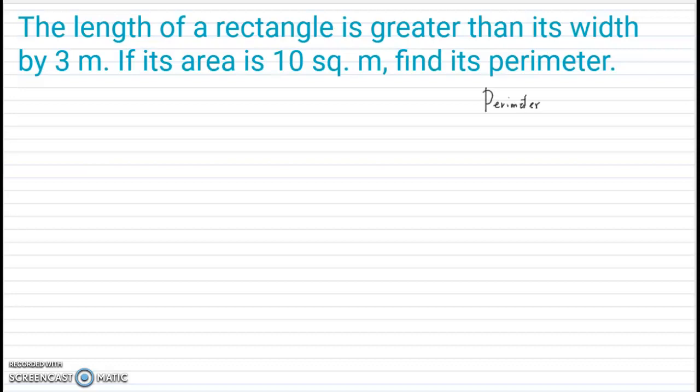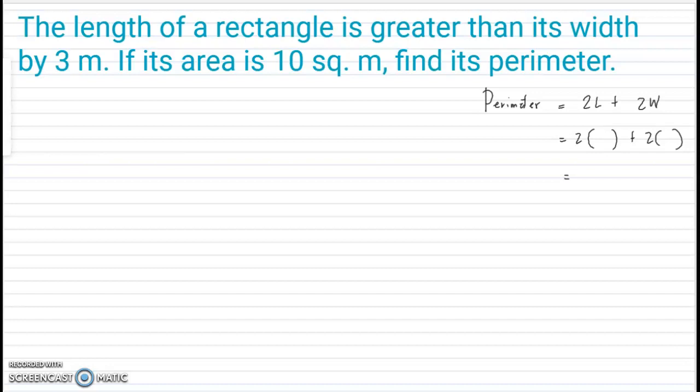And we know that the formula for the perimeter of a rectangle is twice the length plus twice the width. So we need to find the values of the length and the width to finally get the perimeter. So how do we solve for this problem?